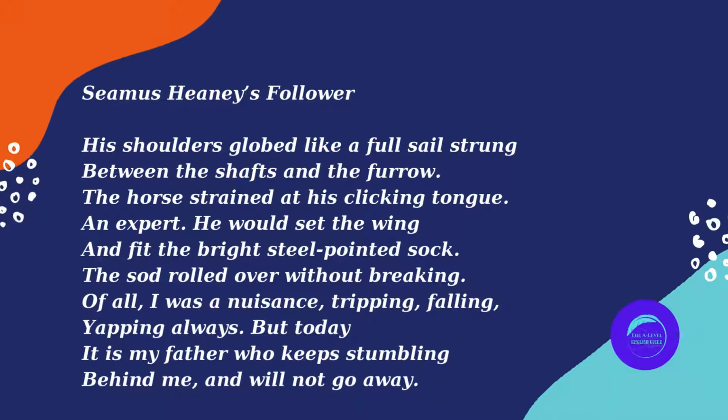Example 2. Seamus Heaney's Follower. Let's test this method with a tougher poem, Follower by Seamus Heaney. Here's an excerpt. His shoulders globed like a full sail strung between the shafts and the furrow. The horse strained at his clicking tongue. An expert. He would set the wing and fit the bright steel-pointed sock. The sod rolled over without breaking. Of all, I was a nuisance, tripping, falling, yapping always. But today, it is my father who keeps stumbling behind me, and will not go away.